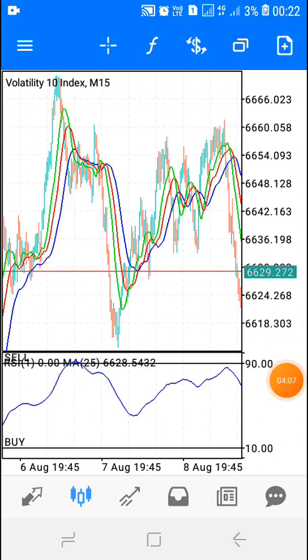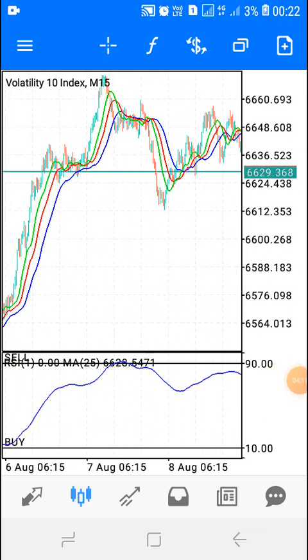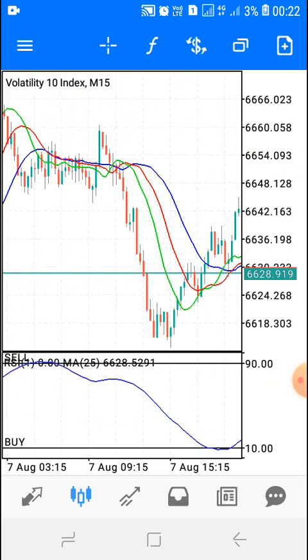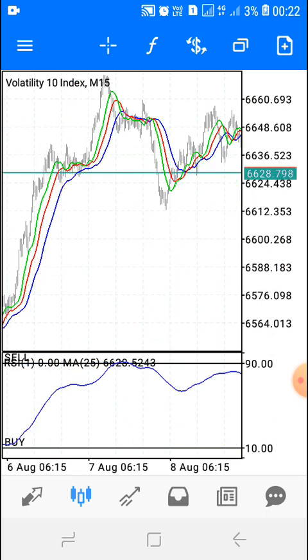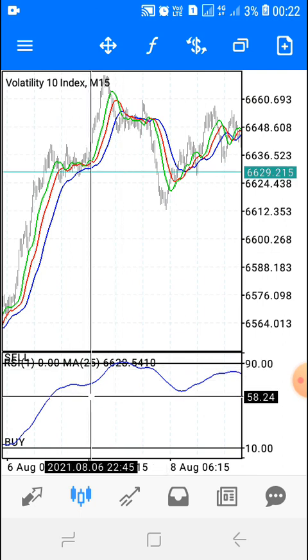Now what you can do is, when I'm on the chart, you zoom out the chart completely. You can see, zoom in, zoom out the chart completely. For example, check this out. This is the top of the 90 level, the blue moving average.